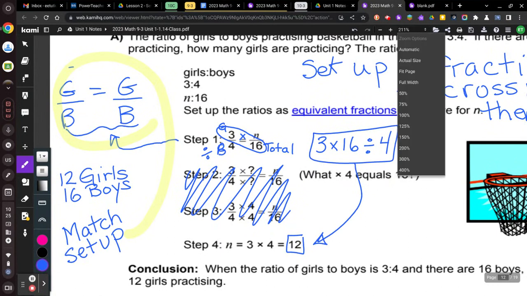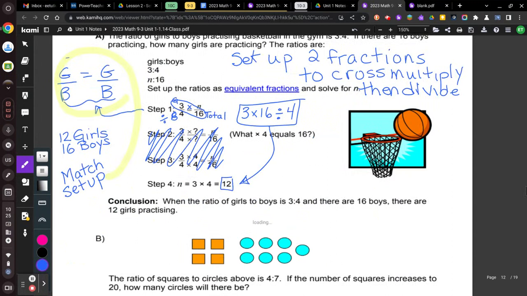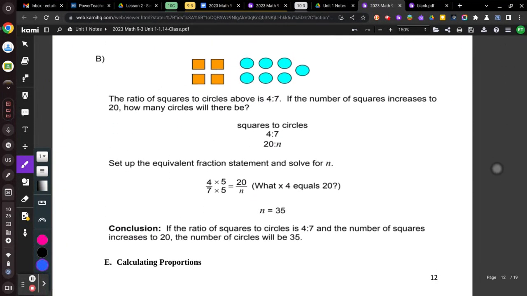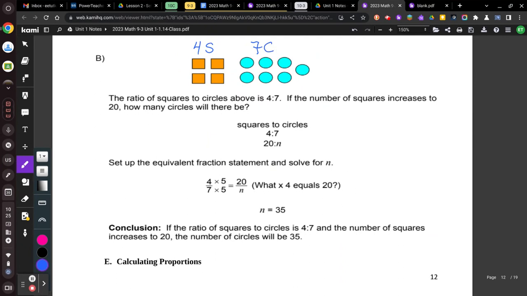I just have to zoom out. It's not zooming out very well for me. Okay, letter B. It says, here is my squares and my circles. Let's count how many I have. So I've got 4 squares and I've got 7 circles. Okay, 4 squares, 7 circles. So it says the squares to circles ratio is 4 to 7. So we say 4 squares to 7 circles.